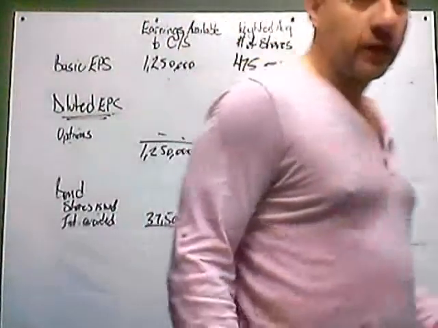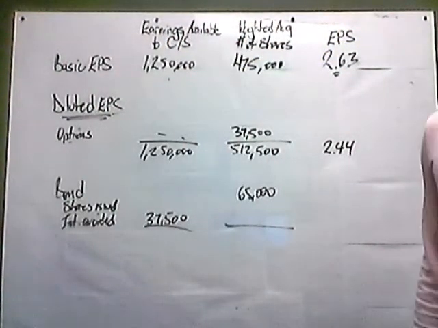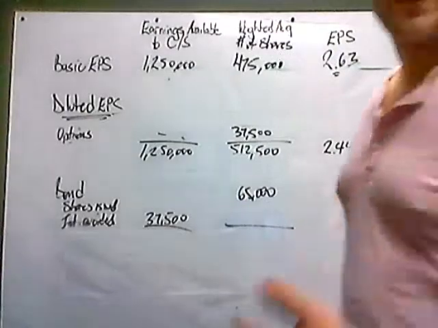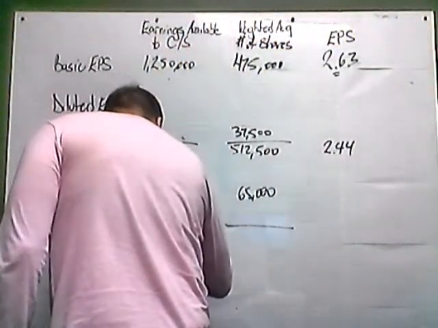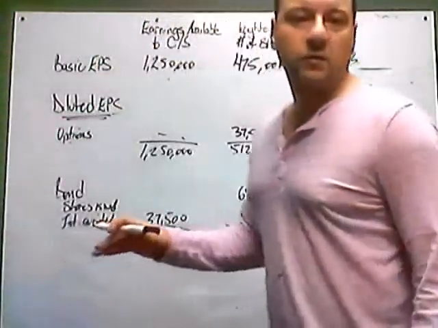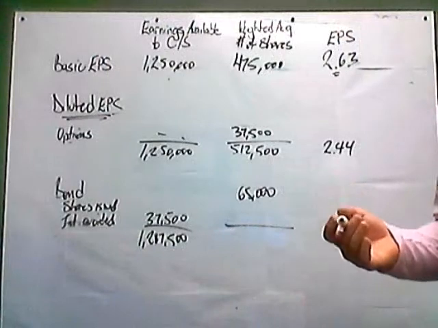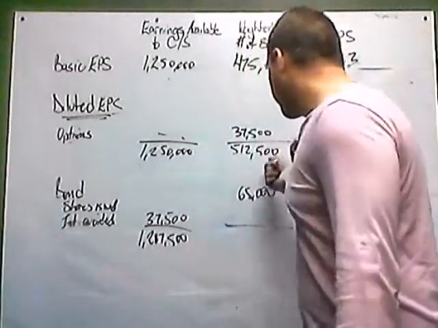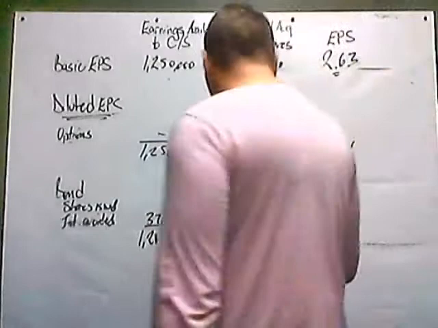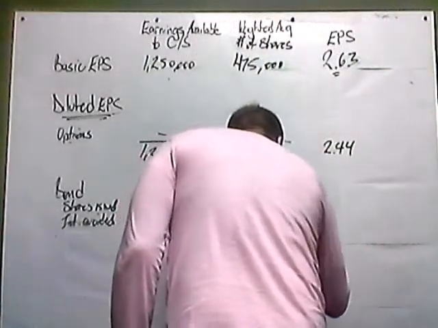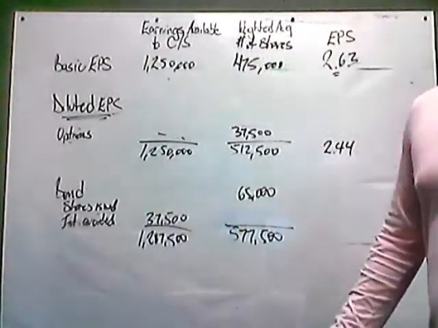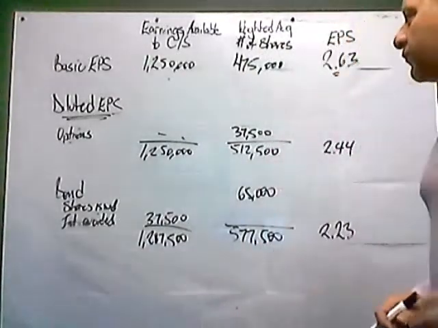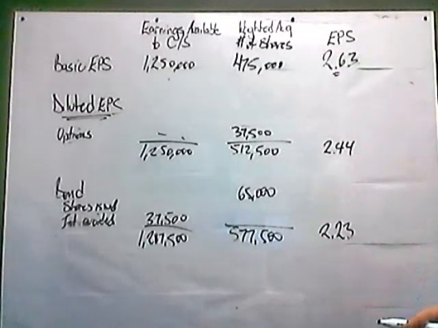So we add that up. We can see our EPS is still going to be reduced. Now we have earnings available to the common shareholder of 1,287,500. And we have outstanding shares of 65,000 plus the 512,500, which is a total of 577,500. Again, this divided by this gives us a new diluted EPS of 223. So we have our bonds that we've converted and our options that we've converted.